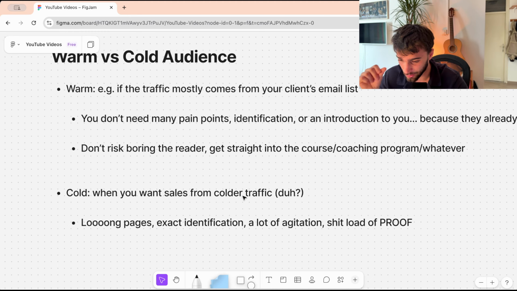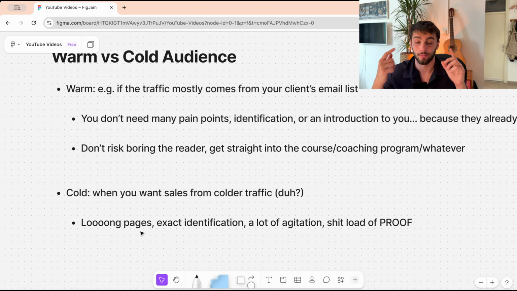Cold, when you want sales from colder traffic, obviously. And that's when you have long pages and you really need to provide exact identification where you're saying, for example, I would say you're a young man or a young person and you're struggling with copywriting, with outreach. You're sending 40 DMs a day because that's what all of these people on YouTube are telling you. And you're relying on this template, but the templates, they're just not really working out for you. You're getting ignored. You see, I'm really just using your exact pain points word by word, how you would say them, how you would think about them. And you're thinking, can I even do this? Am I too late to the game? I know exactly what keeps you up at night, so I can just provide a lot of agitation.